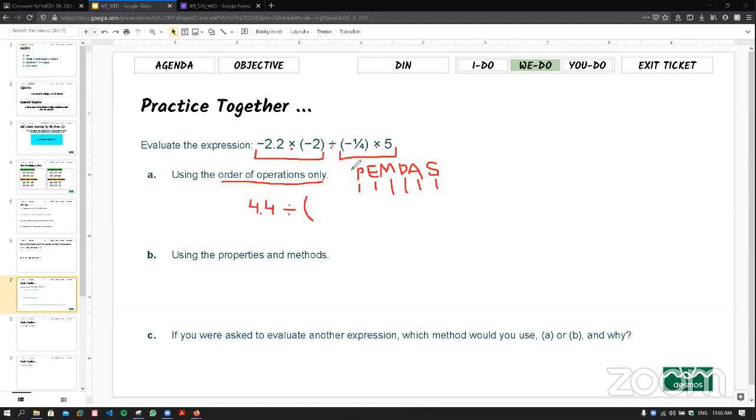The reason why I'm doing this is because I'm trying to follow the instruction. It says using the order of operation only. Okay. And 1/4 times 5 is 5/4. Because the first number is negative and the second one is positive, it has to be negative.